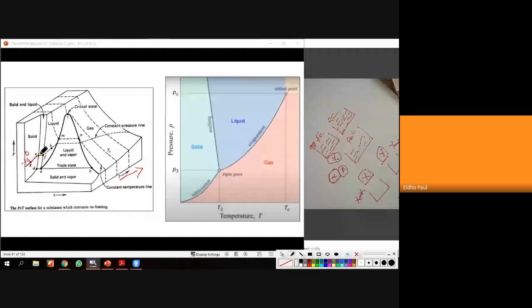Okay. At point E what happens? That ice is converted to water. Okay. 0 degree ice converted to 0 degree water. So during that time there is no change in temperature. That is the reason for this horizontal line.